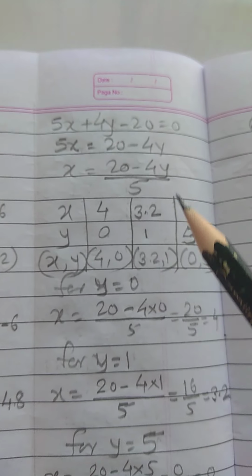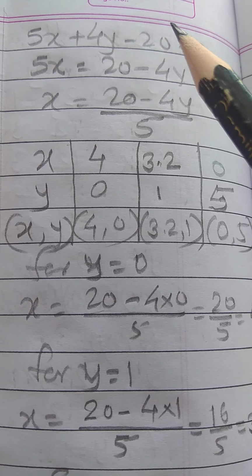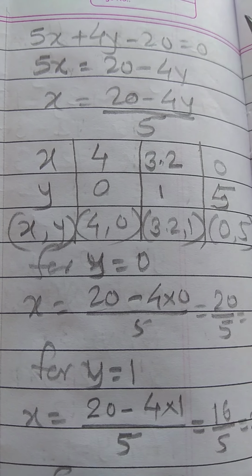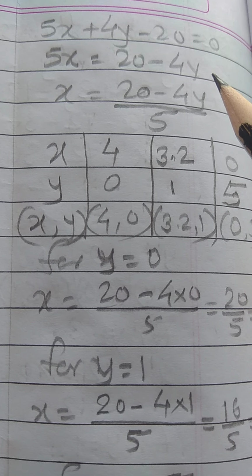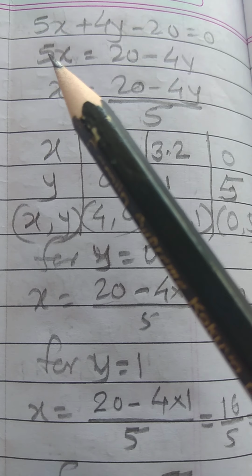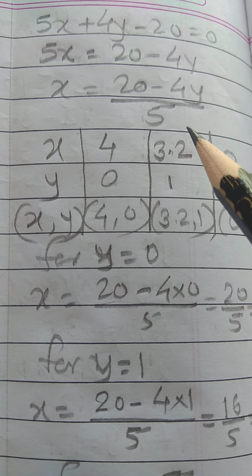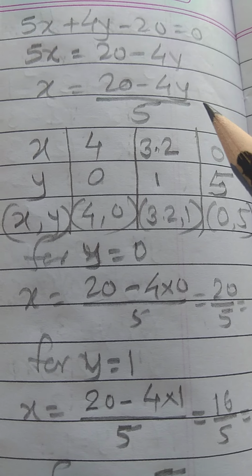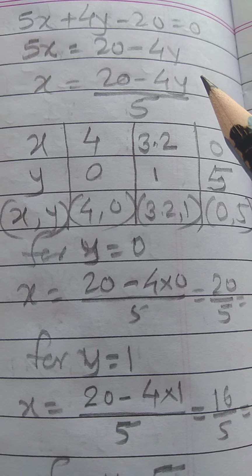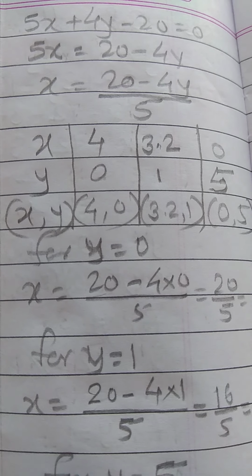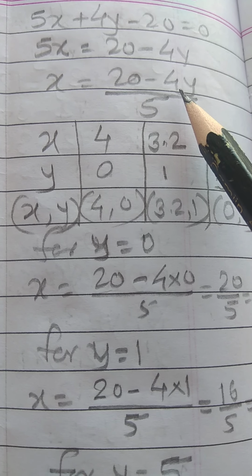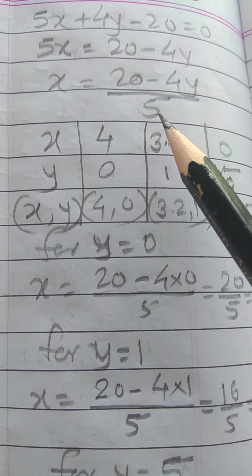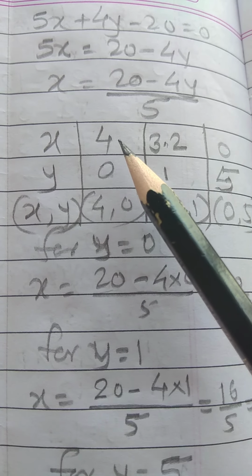The second equation given here, we will take this minus 20 to that side, it will become plus 20, plus 4y will go to that side, it will become minus 4y, divided by 5. Now we will take the values of y here. If y equals 0, then 0 times 4 will be 0, then 20 upon 5 will give you 4.